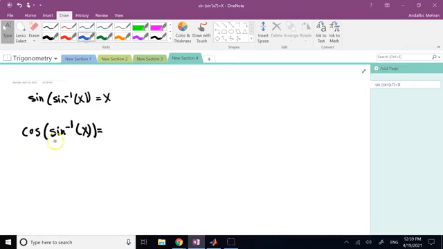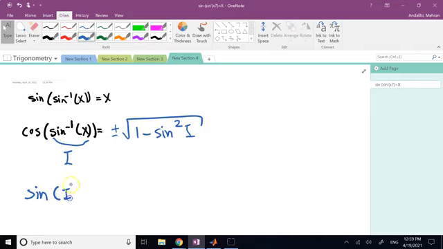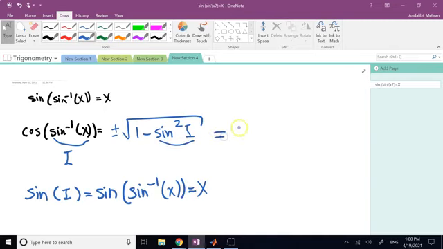So the way to go about it is, if you call this whole thing I, then this is cosine of I. You can say cosine of I is what? Plus minus square root of 1 minus sine squared of I, correct? Now what is sine of I? Sine of I is clearly sine of, let's replace I, sine inverse of x. So it's x. So this is simply x squared. So the result is going to be plus minus square root of 1 minus x squared. Okay? By a simple change of variable, you can easily do that.